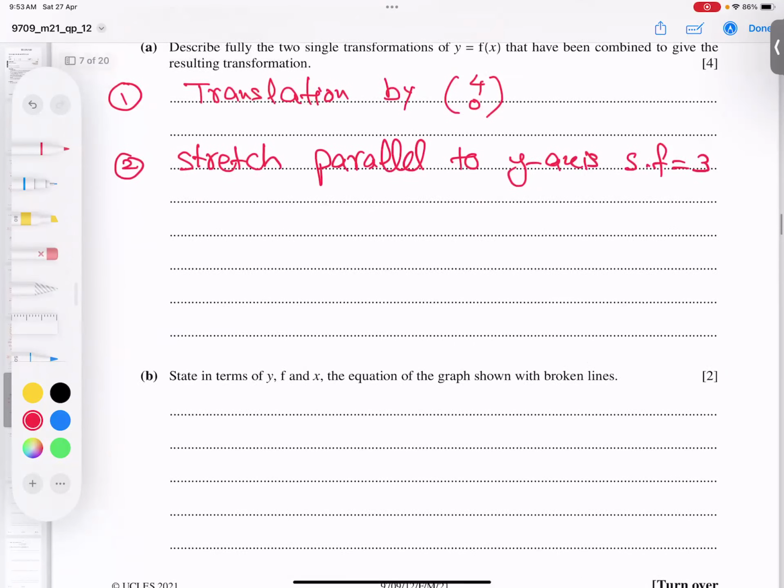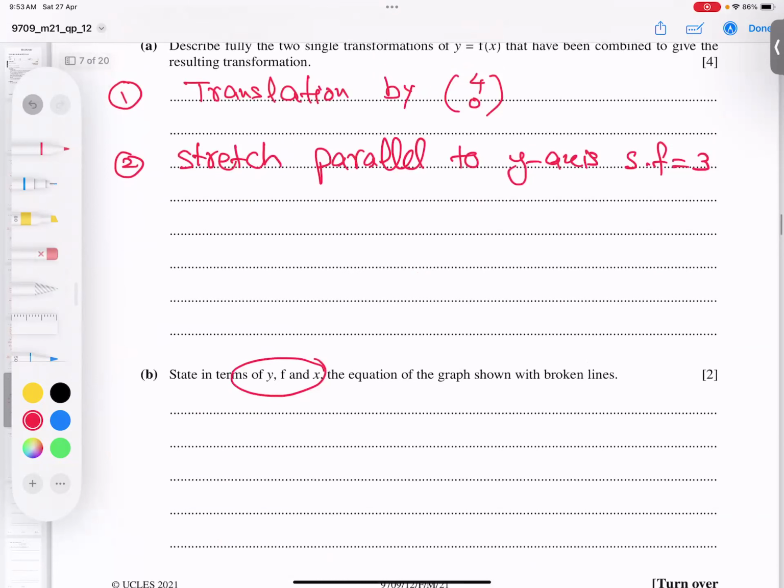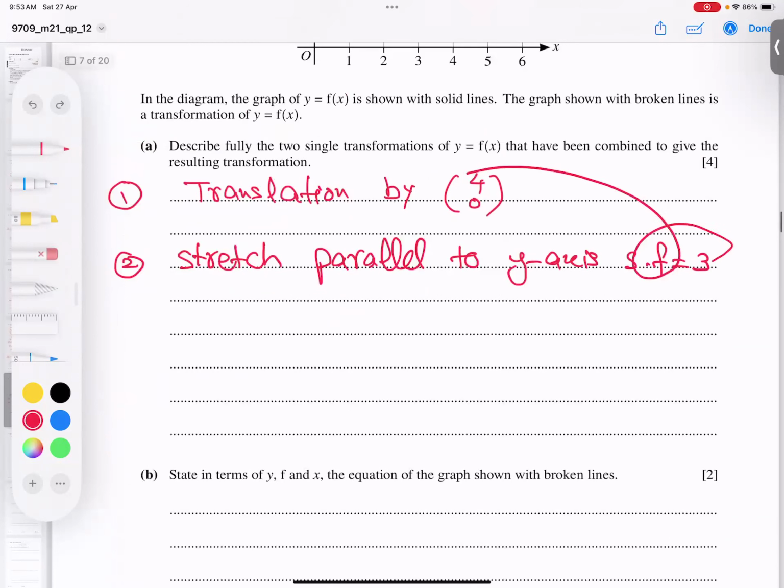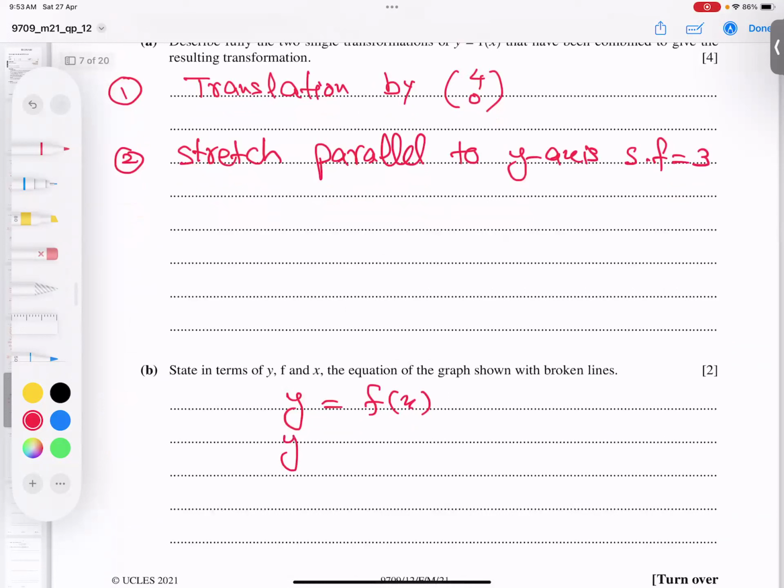He said state y in terms of f(x). So equation for the broken line. We have to express all these things in an equation. So y is equal to f of x is the parent equation, or you can say mother equation. Now this 3 is multiplying here, and second number, this 4. Do you know, students, when x minus a and plus b, this is called horizontal, this is called vertical.